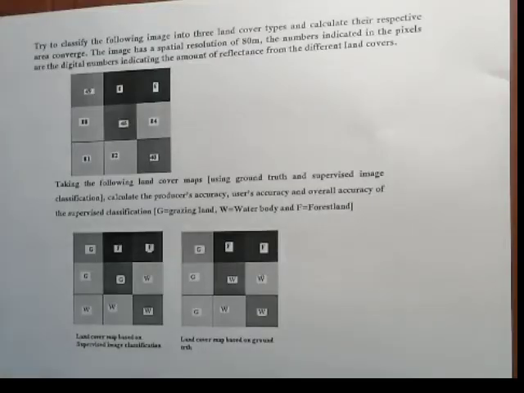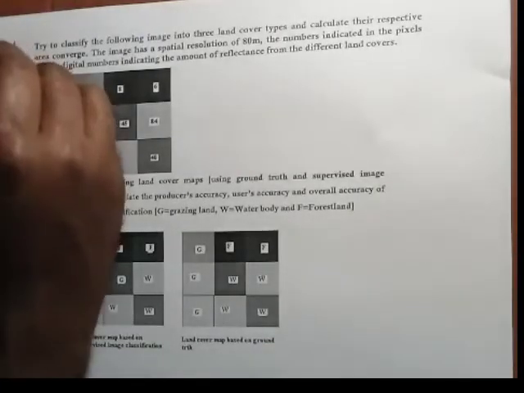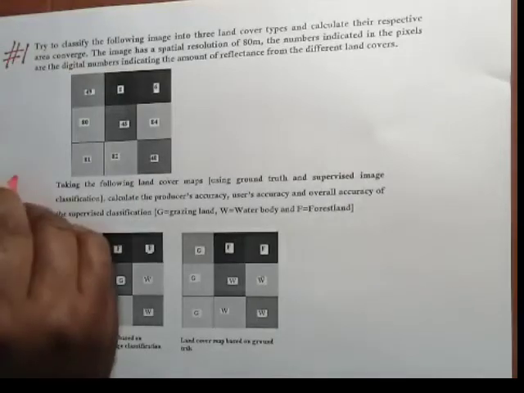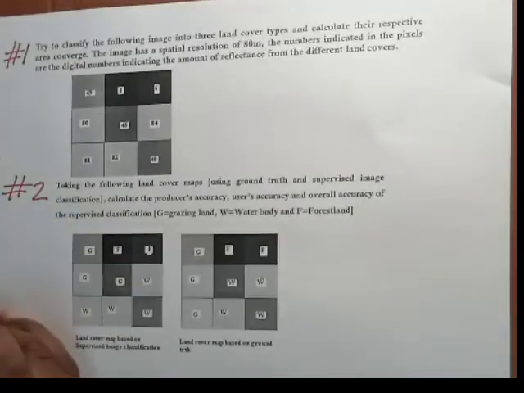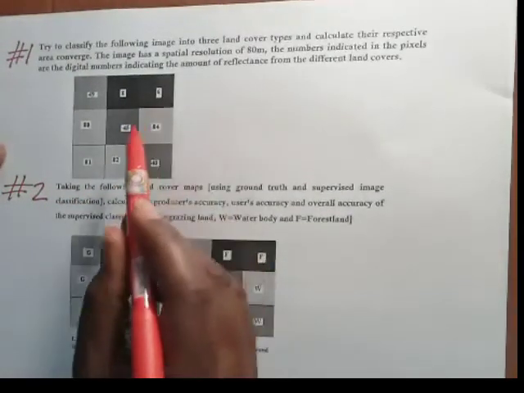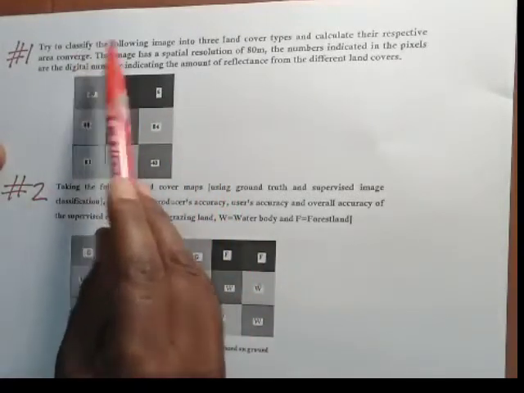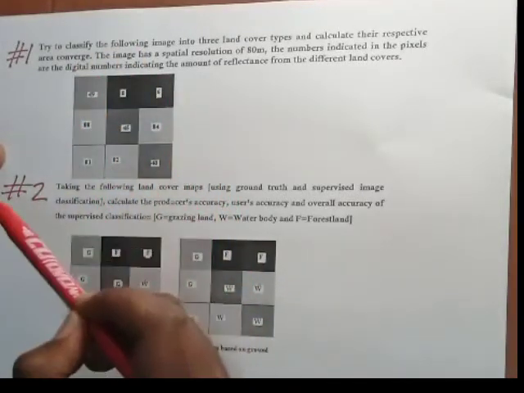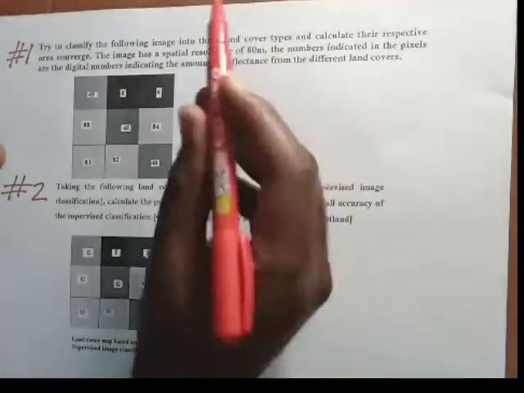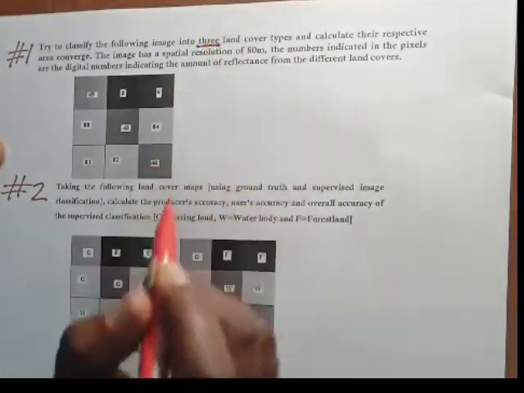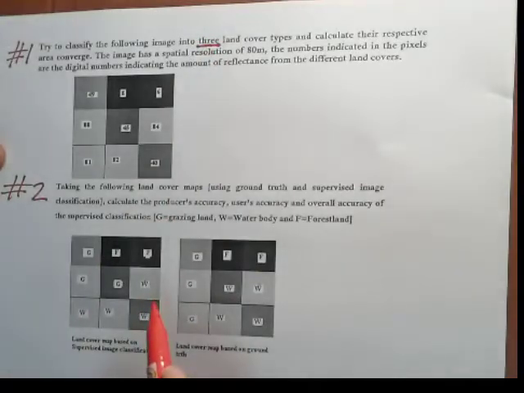Okay, now I'm going to show you how you can solve these two exercises. Let's start with the first one. So this is exercise number 1 and this is exercise number 2. We'll start with the first one, that is classifying a given image, and you are also told into 3 land cover types. So how can you classify a digital image?